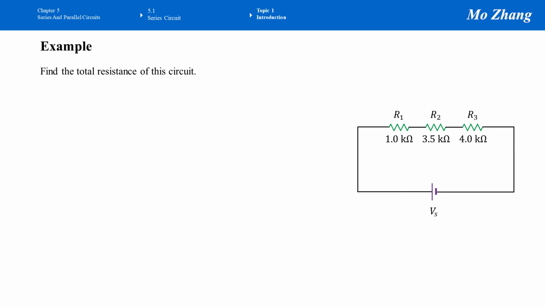First, let's write down the equation. There are three resistors connected in series. We only need three terms of that general formula. RT equals R1 plus R2 plus R3. And then we just substitute the values. R1 is 1.0 kilo ohm, R2 is 3.5 kilo ohm, and R3 is 4.0 kilo ohm. Adding them up, the total resistance RT equals 8.5 kilo ohm.